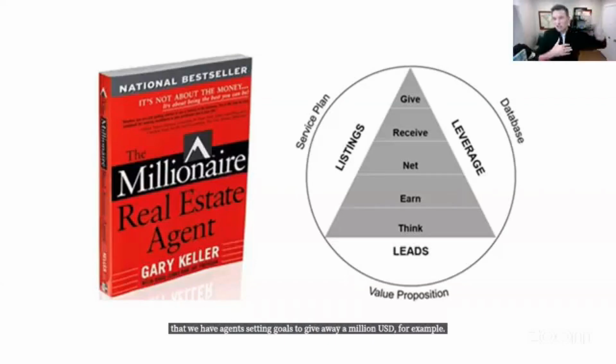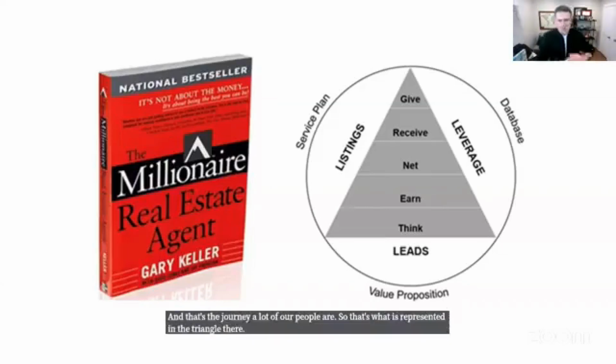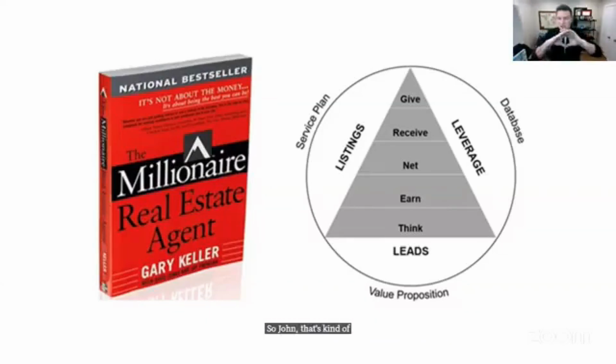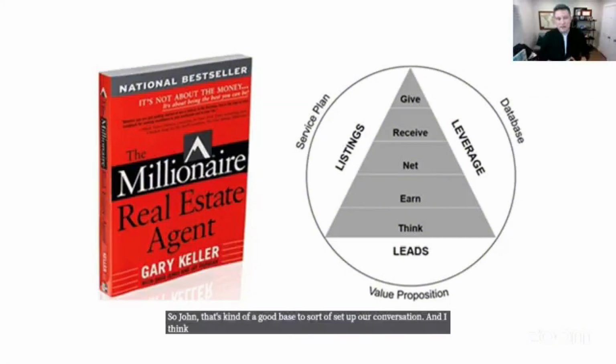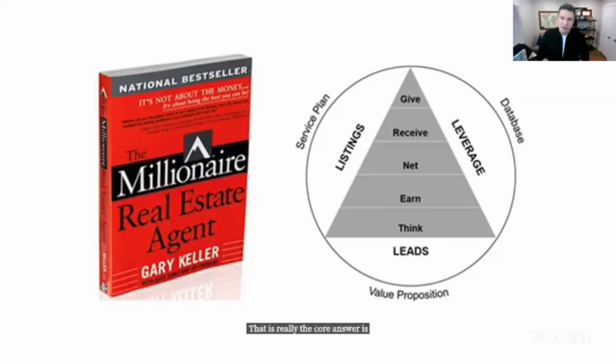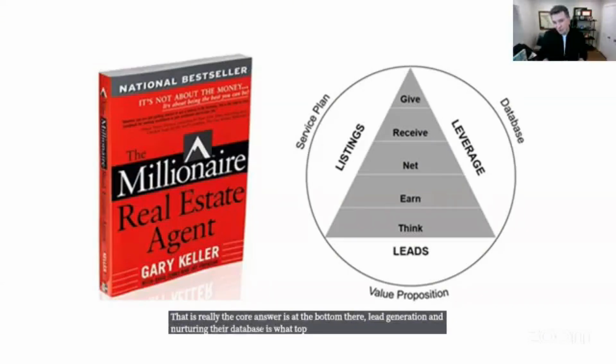And that's the journey a lot of our people are on. So that's what is represented in the triangle there. So John, that's a good base to set up our conversation. And I think that is really the core answer at the bottom there: lead generation and nurturing their database is what top agents do, especially when times get hard.